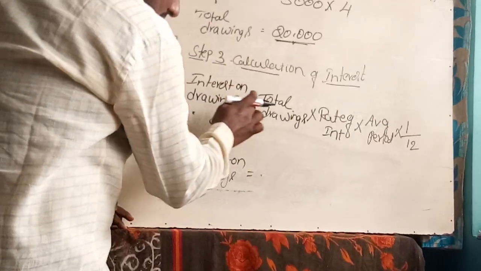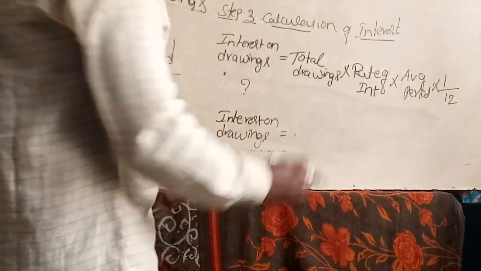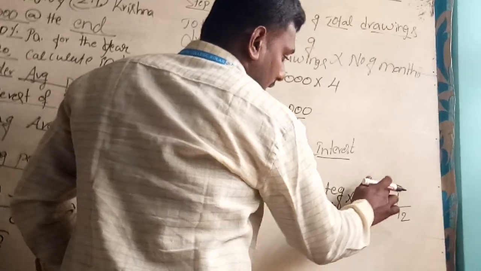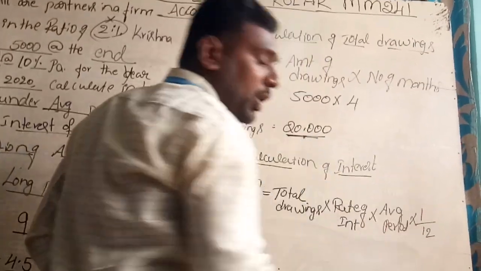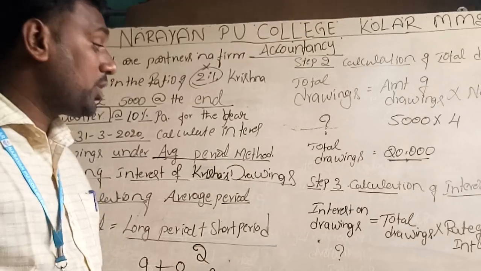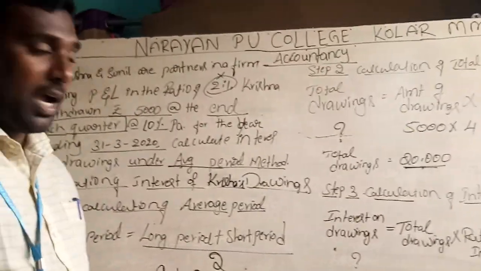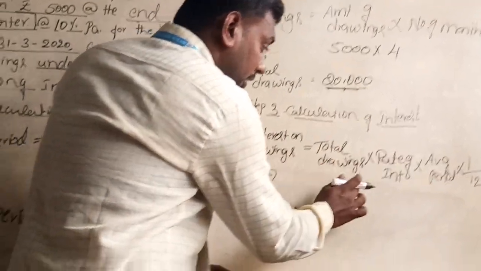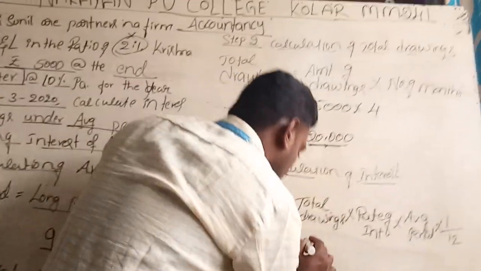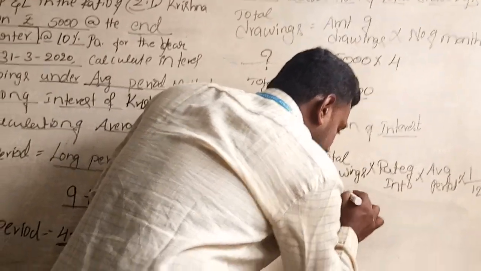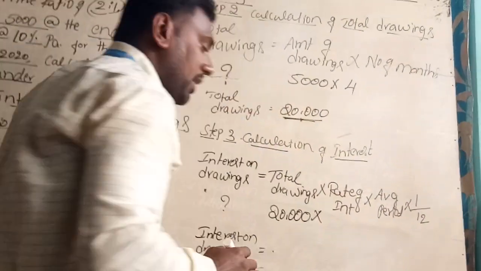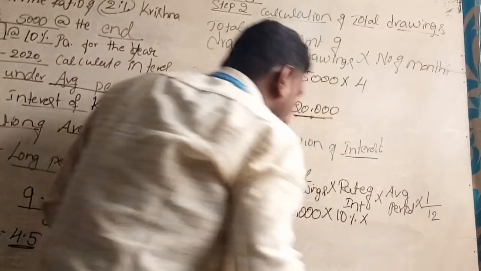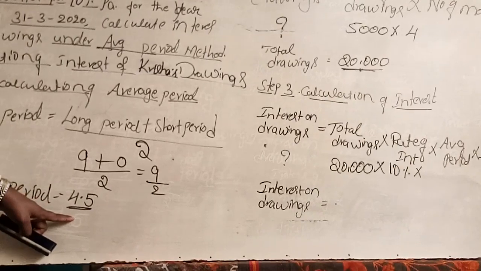Interest on drawings is equal to, one formula is there, total drawings into rate of interest into average period into 1 divided by 12. So this is the formula. With this we have to implement the formula. Interest on drawings we don't know. Total drawings we calculated in step number 2, that is 20,000. Rate of interest is 10% into average period is 4.5.